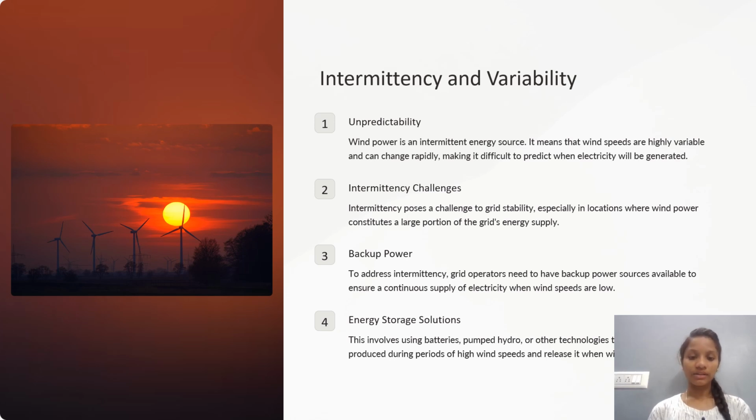Next is backup power. To address intermittency, operators need to have backup power sources available to ensure a continuous supply of electricity when wind speeds are low. Next is energy storage solutions. This involves using batteries, pumped hydro, or other technologies to store electricity produced during periods of high wind speed and release it when needed, that is, when wind power is low, when there is no wind.